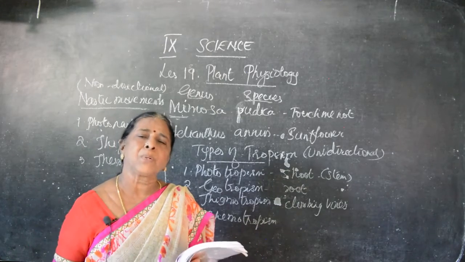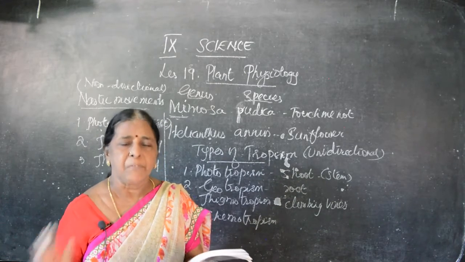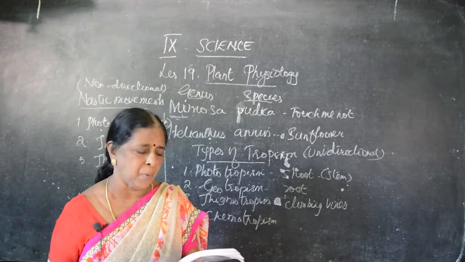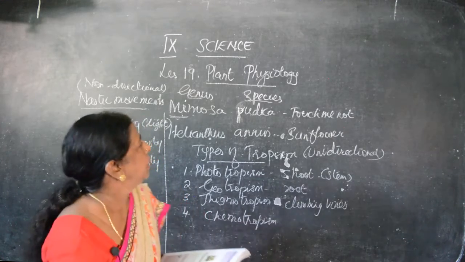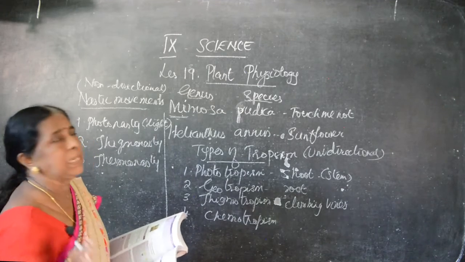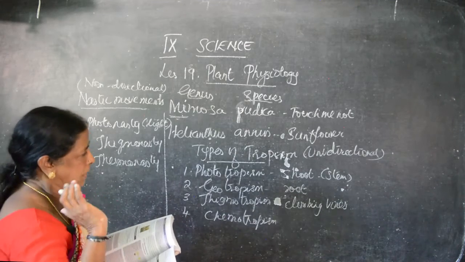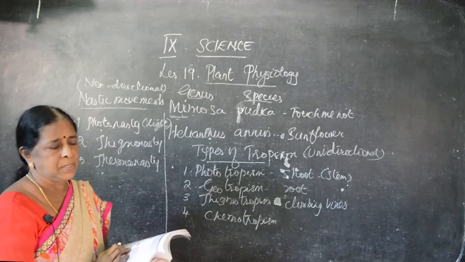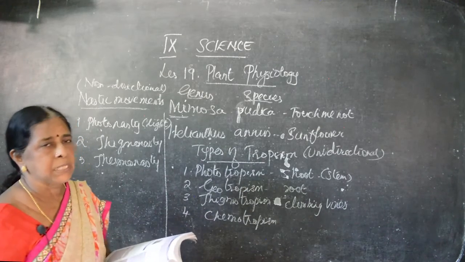So if it is a 5 mark question, you have to write all the 5 points. If it is 2 mark, you have to write any 3 points. Clear, children? Now we have seen the movement of the plants, that is towards unidirectional, directional. Now we have to see photosynthesis.